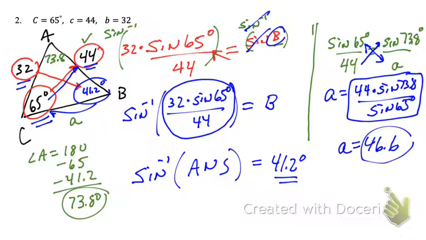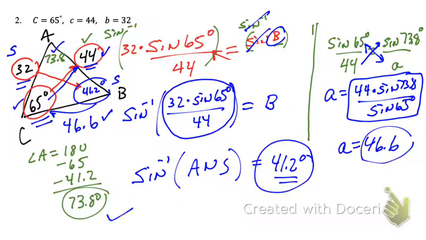Let's go see if this makes sense. A is 46.6. Now again, 46.6 is my biggest side. It's bigger than 44. Well, 73 was bigger than 65. 32 is my smallest side. 41.2 is my smallest angle. So our answers here that we got are working out.